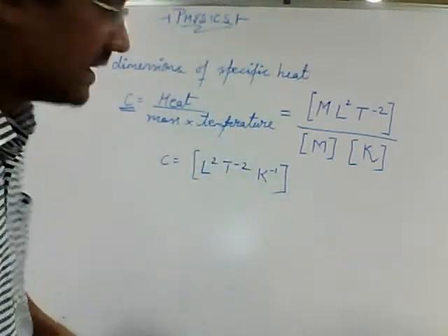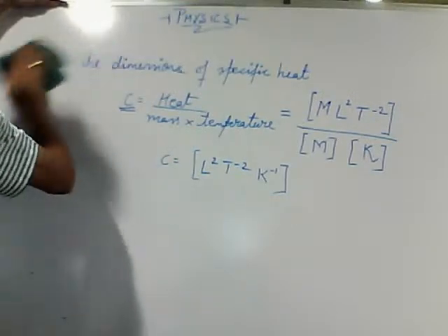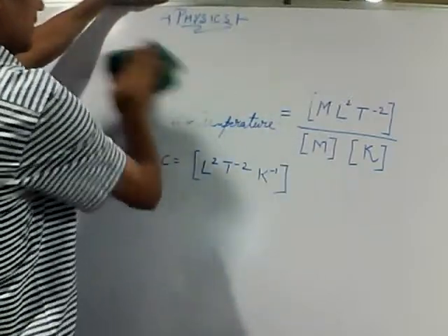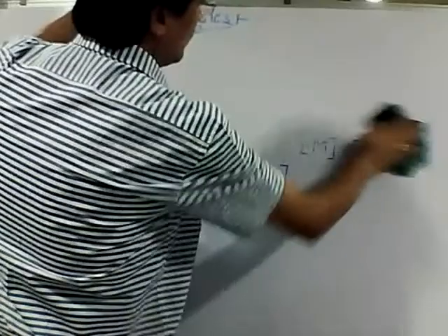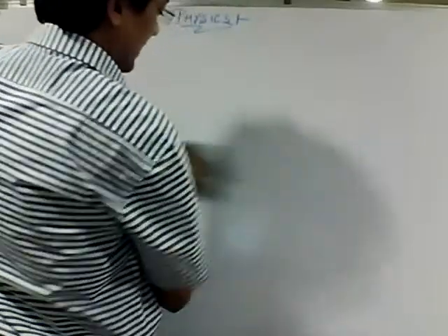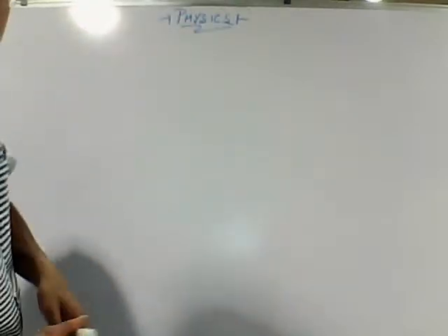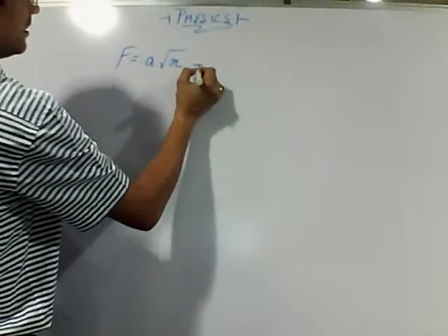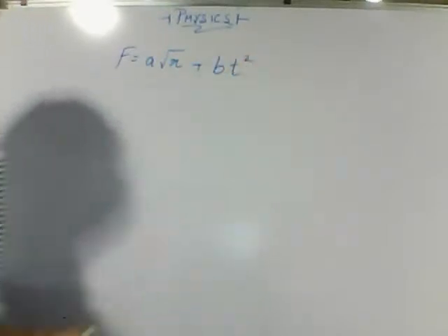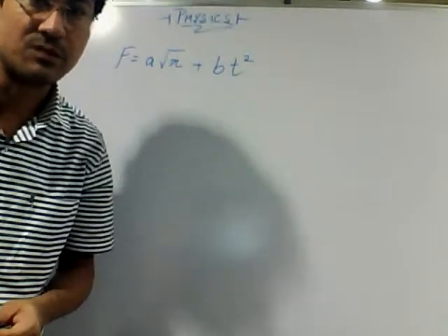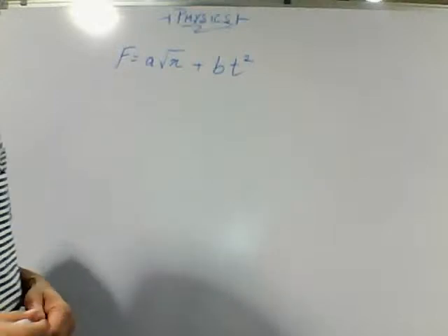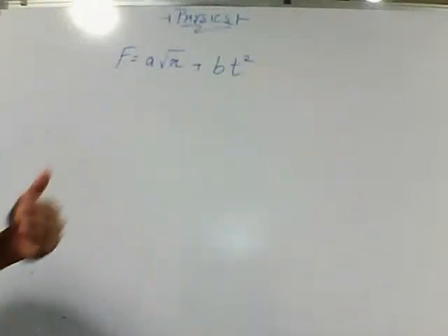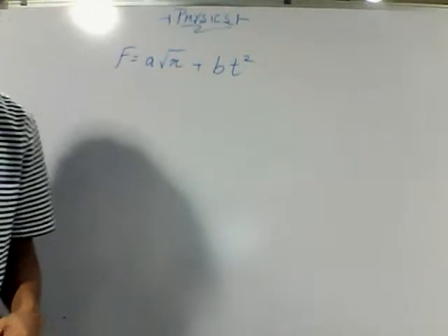Chalo. Before going to the next application, let us review the problem that I gave you yesterday as homework. That was in the equation F = a√x + bt², we needed to find out the dimensions of a by b.